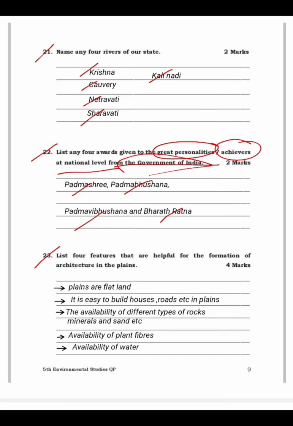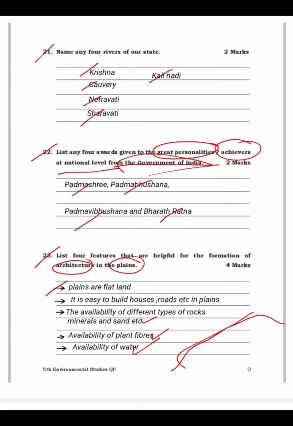Okay, next question number 23. List four features that are helpful for the formation of architecture in the plains. You have to write any four features helpful for building houses in the plains. What features should be there? First one, plains are flat land. You know that. It is easy to build houses, roads, etc. Next, the availability of different types of rocks, minerals and sand. And the availability of different plant fibers and the availability of water.